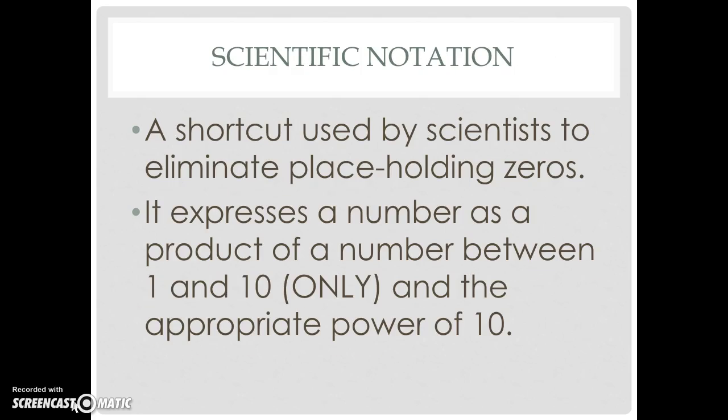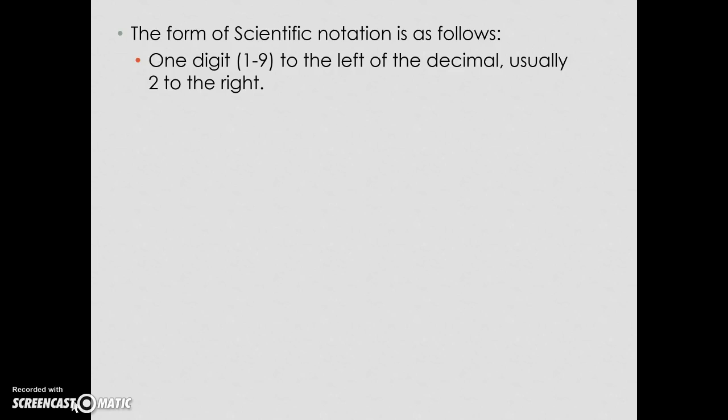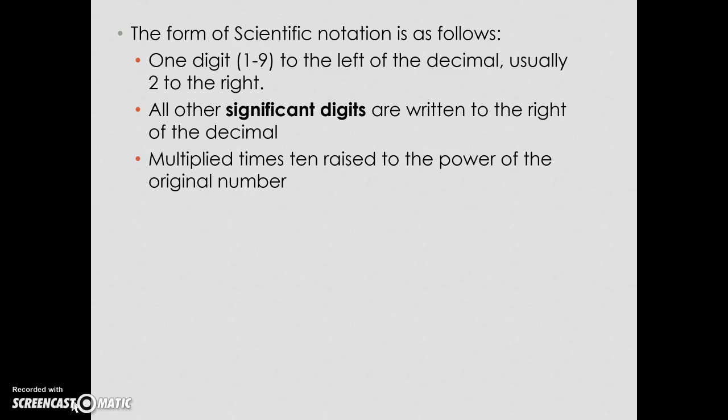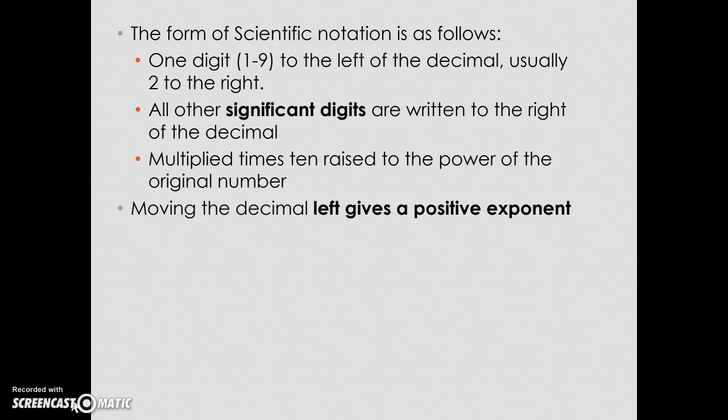So it's a shortcut used by scientists to eliminate place-holding zeros. It expresses a number as a product of a number between 1 and 10 only and the appropriate power of 10. The form of scientific notation is as follows. You'll have a digit to the left of the decimal, usually 2 digits to the right depending on the accuracy of the measurement, and we'll get into that in another video. All the other significant digits, those that are measured using a measuring instrument correctly, are written to the right of the decimal. That value is multiplied times 10 raised to a power of the original number, which has to do with how many zeros there are after or before the decimal place.